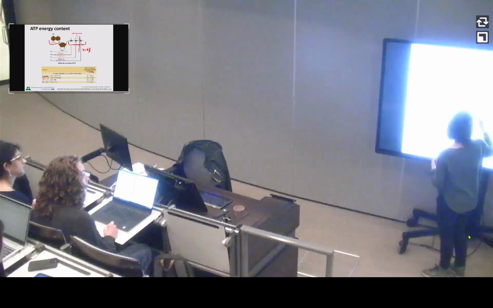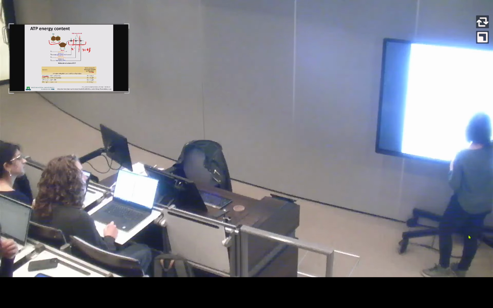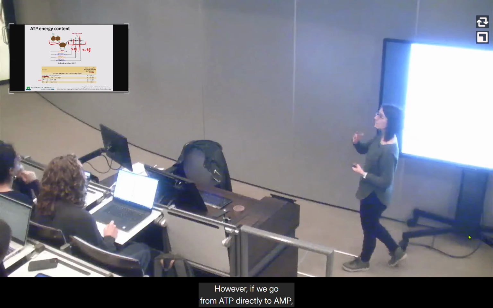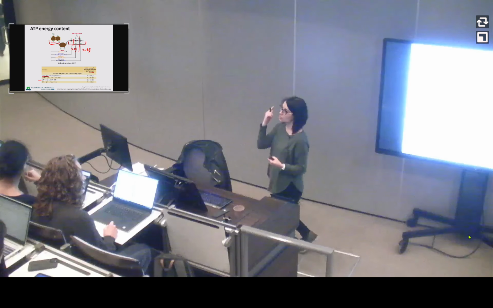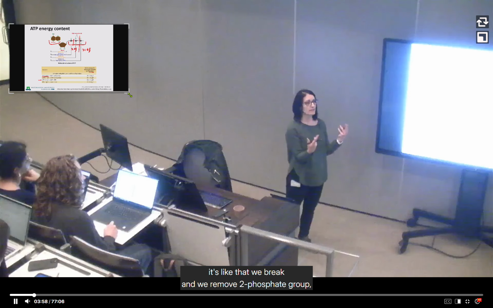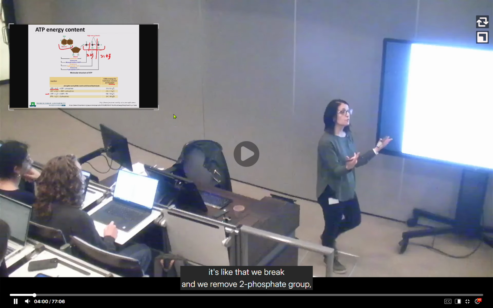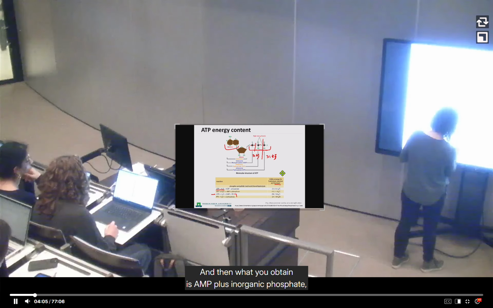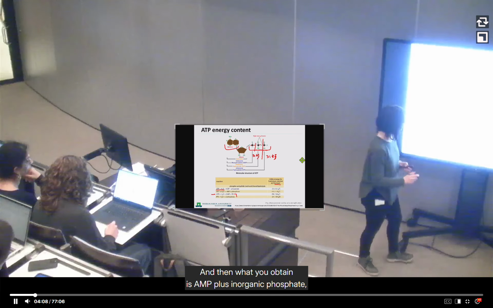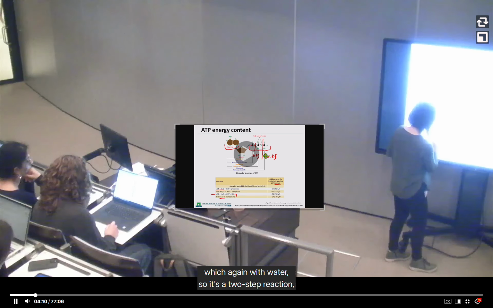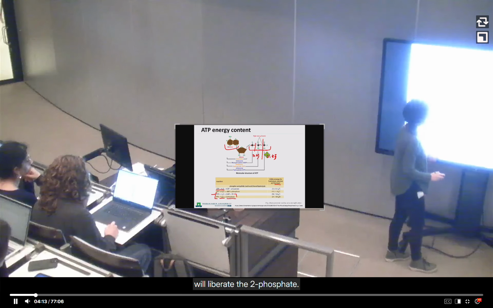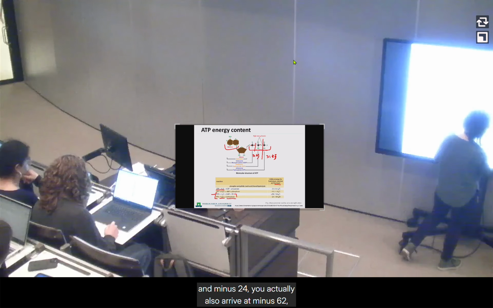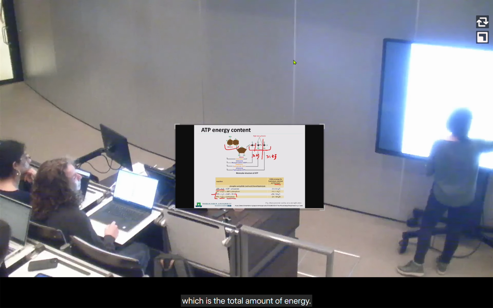If you remove another one, it's going to be the same, of course, because the energy is in the bond. However, if we go from ATP directly to AMP, so the molecule with only 1 phosphate, it's like we break and remove 2 phosphate groups. What you obtain is AMP plus inorganic phosphate, again with water. So it's a 2-step reaction that will liberate the 2 phosphates. And indeed, if you add these minus 38 and minus 24, you also arrive at minus 62, which is the total amount of energy.